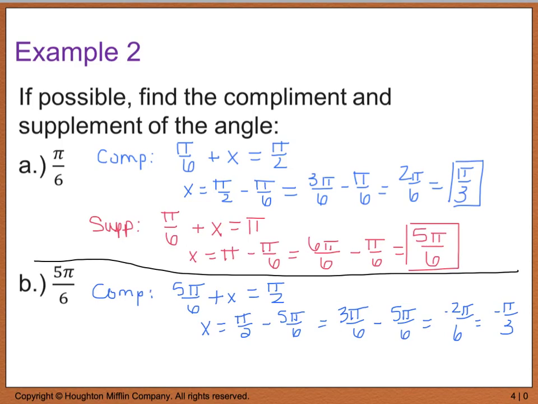Well, if you recall, the definition of a complement said two positive angles were complementary. I just calculated a negative pi over 3, so that tells me that I have no complementary angles. I still may have a supplement though, so I still need to try that out. So for a supplementary angle, we know that if I take 5 pi divided by 6 and add it to x, I should end up with pi.